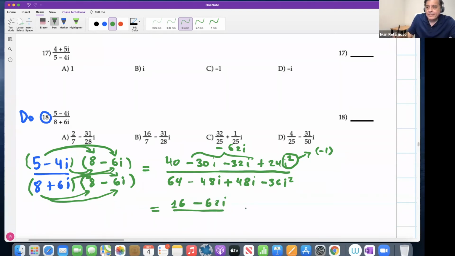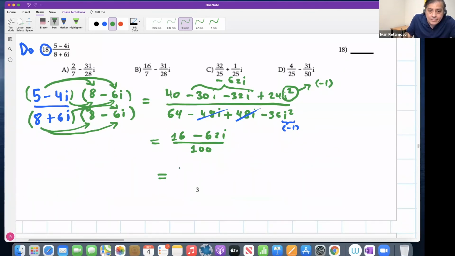Now, for the denominator, remember, always these two, the second term and the third term, will cancel each other out. And you will be left with 64 minus 36 multiplied by i squared. But this i squared is negative 1, right? Negative 1 times negative 36 is positive 36. Positive 36 plus 64 is 100, right? Yeah, 100 here.